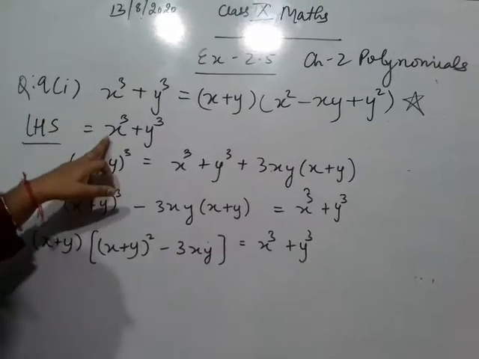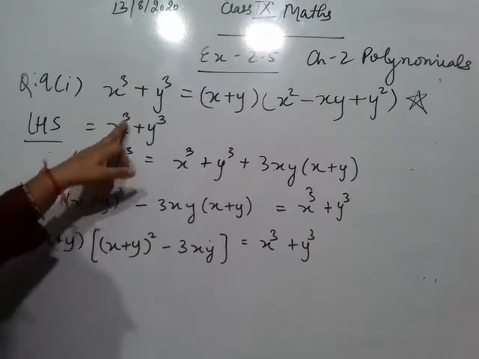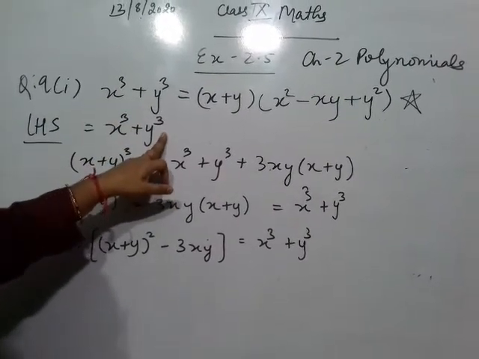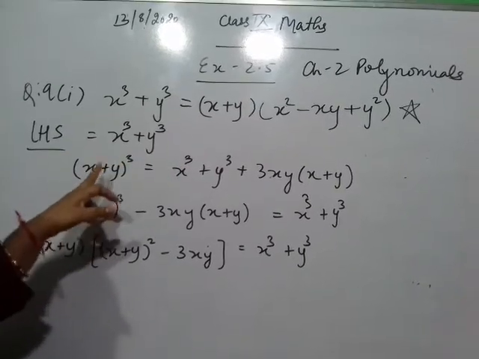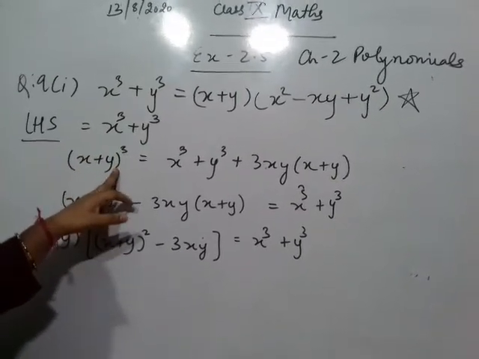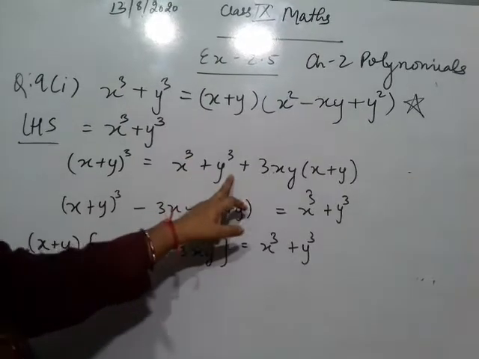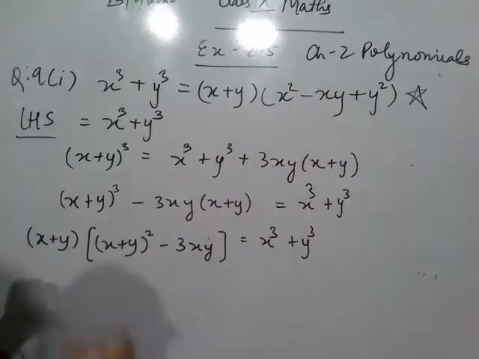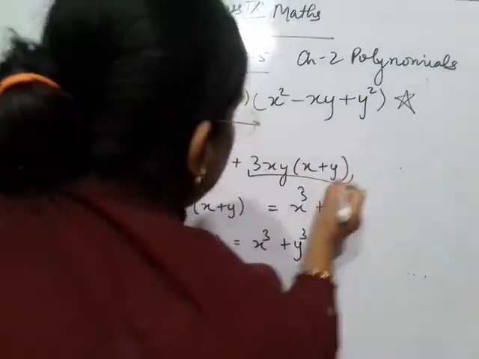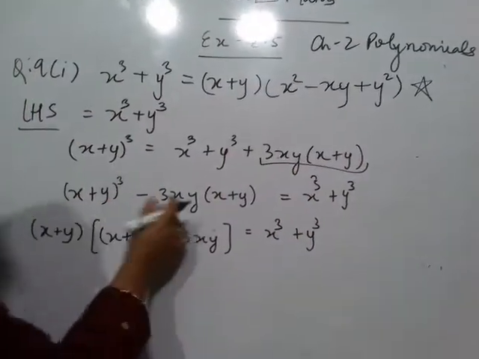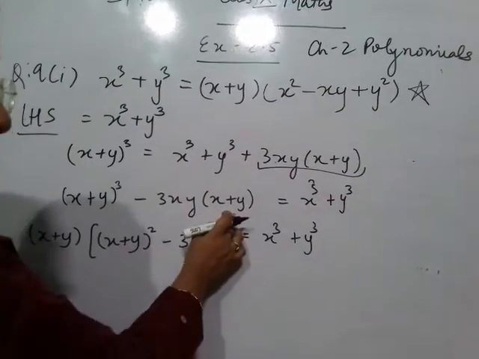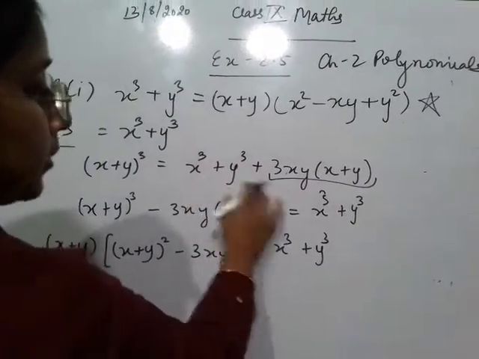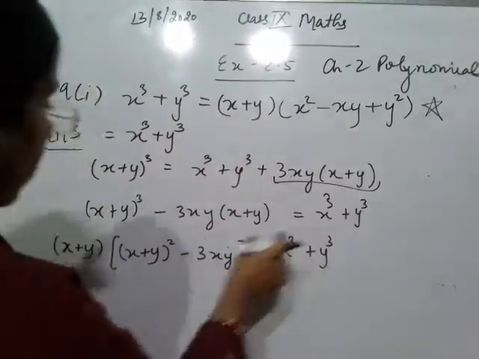So let us start with LHS. LHS is x cube plus y cube. Now we know that (x plus y) whole cube is equal to x cube plus y cube plus 3xy into (x plus y). Now taking this 3xy to the other side, we have minus 3xy (x plus y) and we are left with x cube plus y cube on the right hand side.